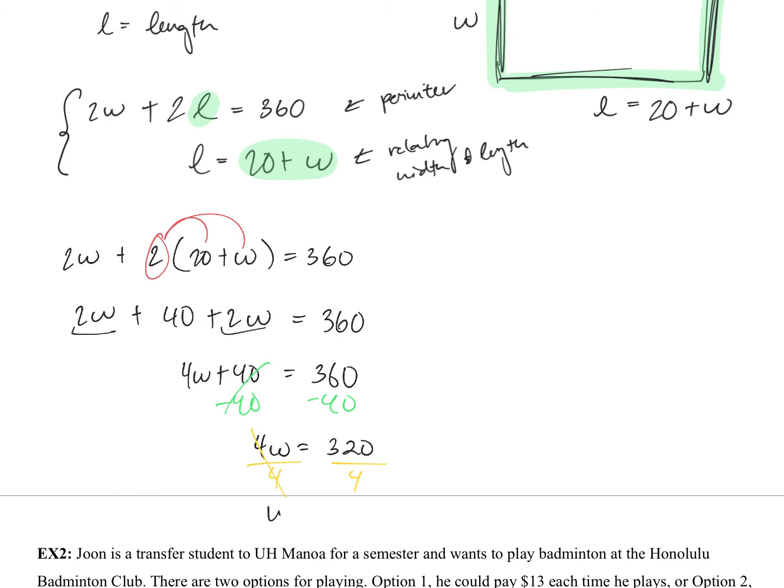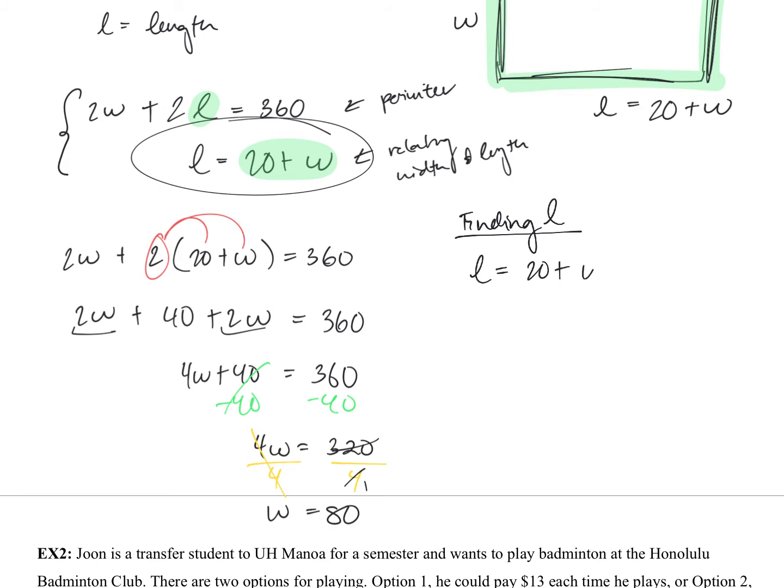Let's see. Well, we know that 4 can go into 32 8 times. So that'll be 80. Alright, so we found W equals 80. But now we need to find L. How will I do that? Well, I'm going to go ahead and write finding L, because I have a lot of work going on, and I'll use this equation here because it's already solved for L. So L is going to equal 20 plus W, and we know that W equals 80. Go ahead and replace the W with 80. We get L equals 20 plus 80, so L equals 100.